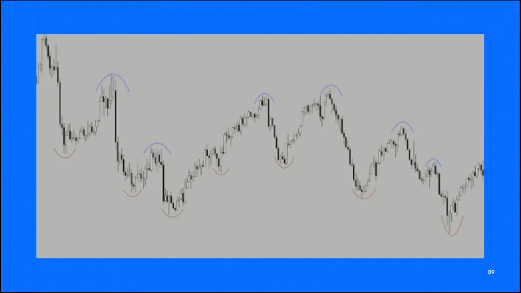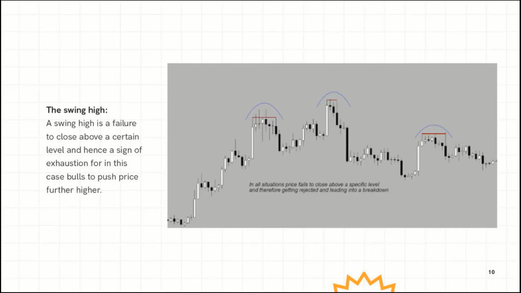Now you see, once you understand the idea of swing highs and swing lows, you understand that a swing high means price has topped, and a swing low means price has bottomed. That means whenever you see a swing high, expect a certain reaction in price to reverse the preceding trend. Whenever you get a swing low in price, you wait for a reaction in price to reverse the preceding trend. A swing high is a failure to close above a certain level and hence a sign of exhaustion for, in this case, bulls to push price further higher.